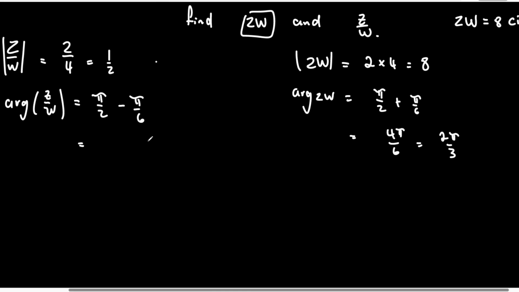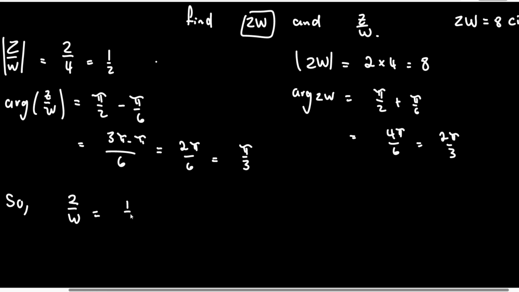So we got 6 at the bottom. We got 3 pi minus pi, so that gives me 2 pi over 6, which is pi over 3. So we can then just write, again very easy, z divided by w is in fact my new modulus, 1 over 2, cis my new argument, pi over 3.